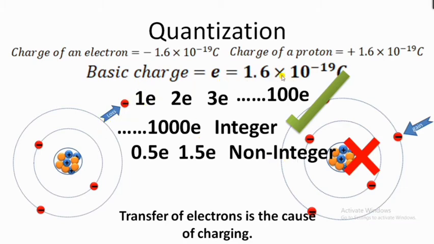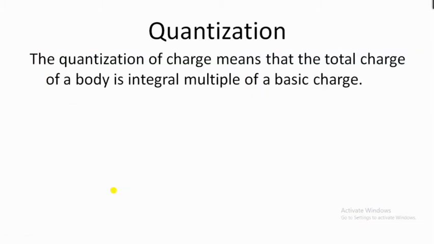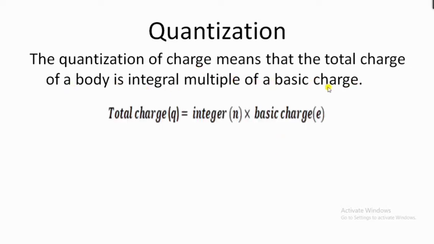So this is the smallest possible charge. The total charge of an object should be a multiple of the charge of the electron. That means only because of the transfer of electrons we are getting the charge. So according to quantization, the total charge of a body is an integral multiple of the basic charge. That means the total charge is an integer times the basic charge, that is the charge of an electron or proton. So this is the formula: Q is equal to n e for quantization, and n is an integer. It is either plus or minus 1 or plus or minus 2, like this.